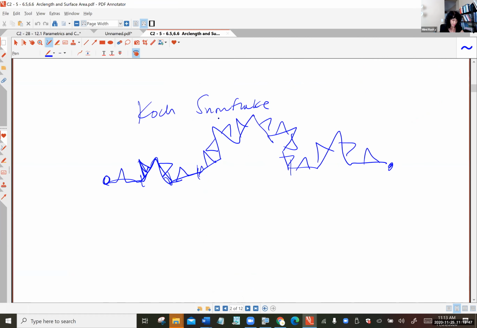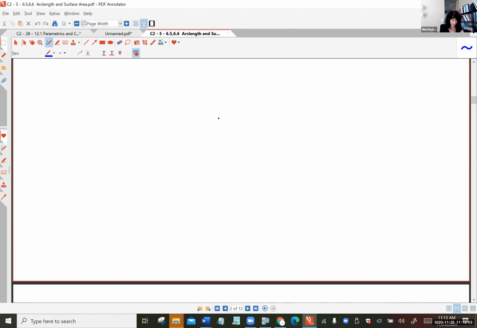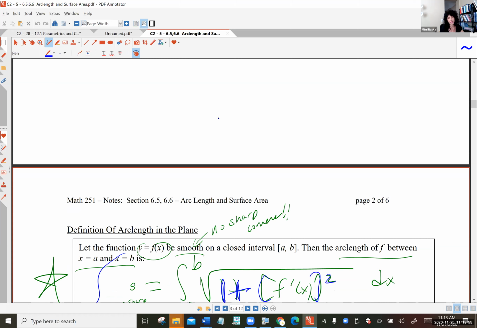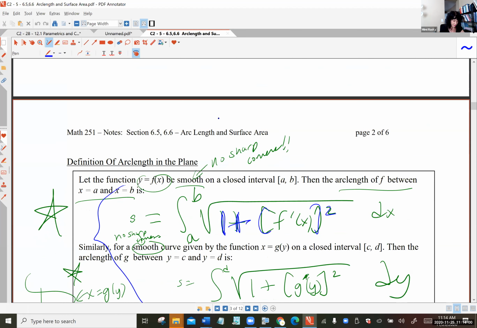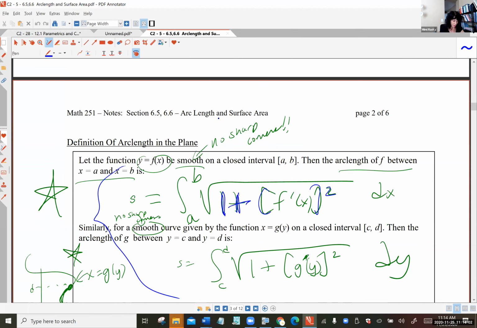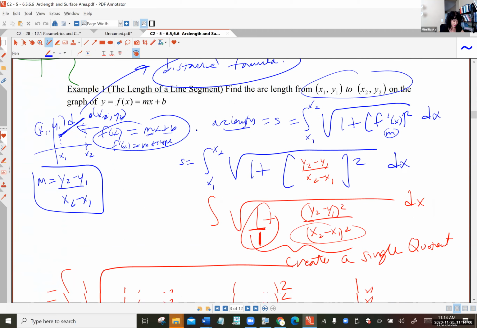I told you about a Van Koch snowflake that has infinite arc length. Yeah, there is such a thing. So just to let you know, John, you won't get infinity. Here was the definition of arc length. Can't have any sharp corners. And I did some examples. This is just review.